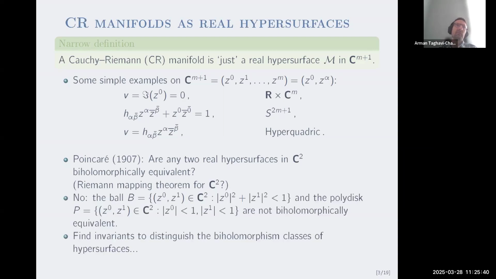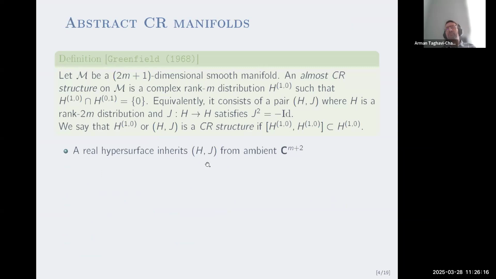If you take, for instance, the ball in C2, then one can show that it is not biholomorphically equivalent to the polydisc. This was already proven by Poincaré. So then the question is, can we find differential invariants to distinguish these biholomorphism classes of hypersurfaces? Okay, so I will come back to this in a moment.